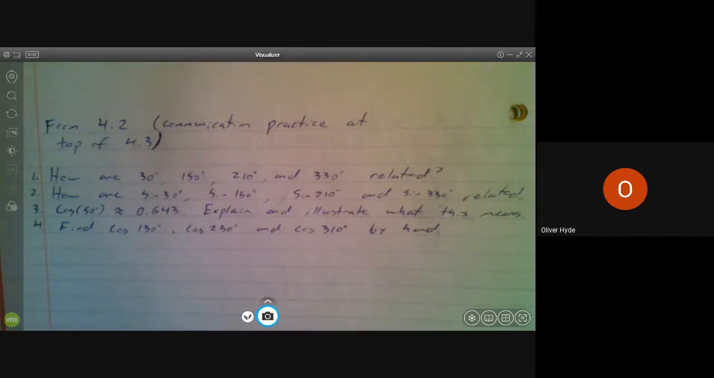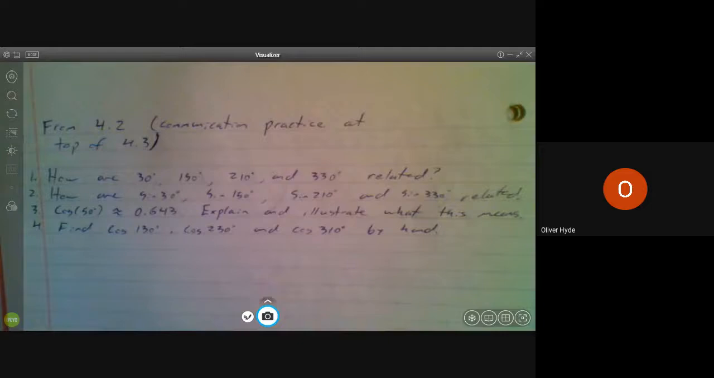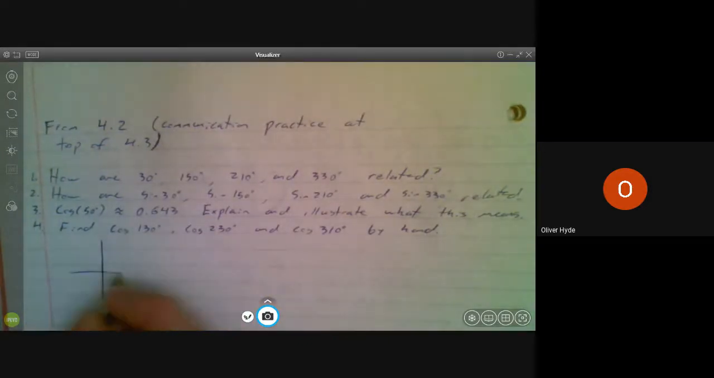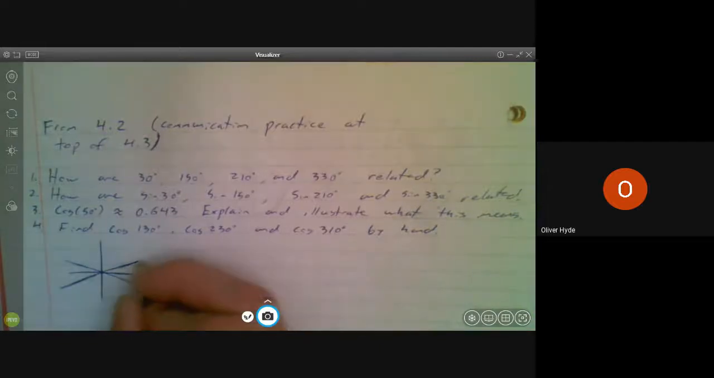How are 30 degrees, 150 degrees, 210 degrees, and 330 degrees related? Well, they're related in a lot of different ways. The easiest way to explain it, I suppose, is that they are all 30 degrees away from an x-axis, which maybe in more precise words, we could say they all share a related acute angle.